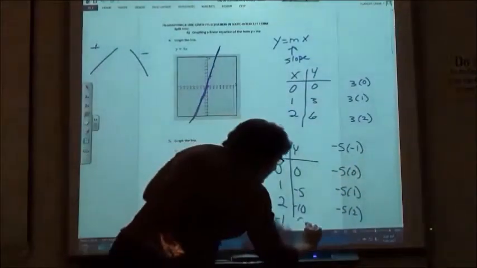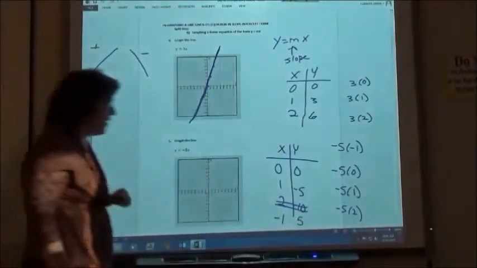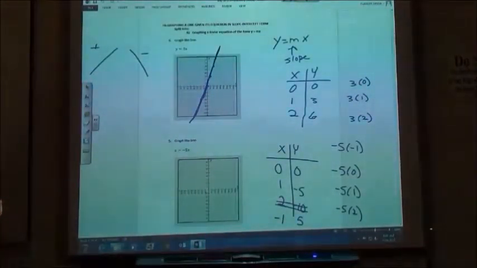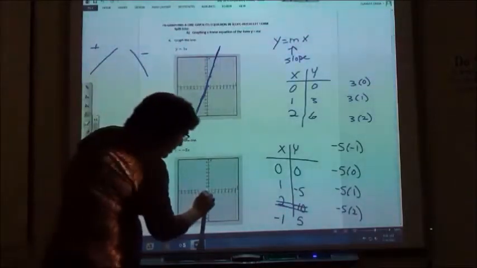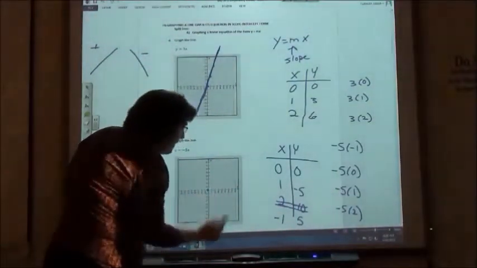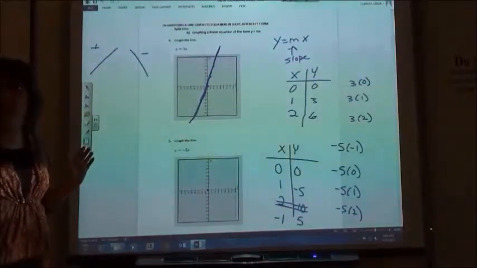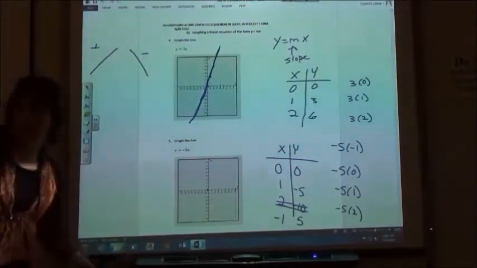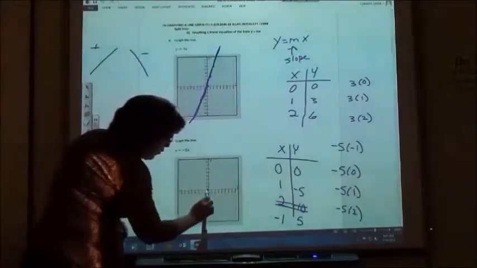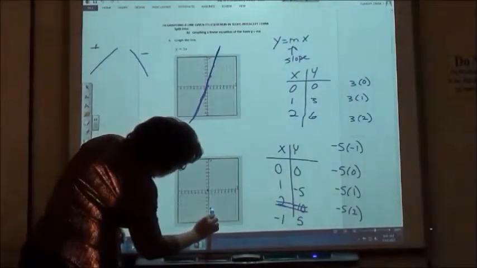Positive 5. So I can't do that point, it won't fit. I'll plot my other ones. So 0, 0 again is right in the middle. And then we have 1, negative 5. To do 1, negative 5, I'm going to go 1 to the right, down 5. So over 1, down 5.